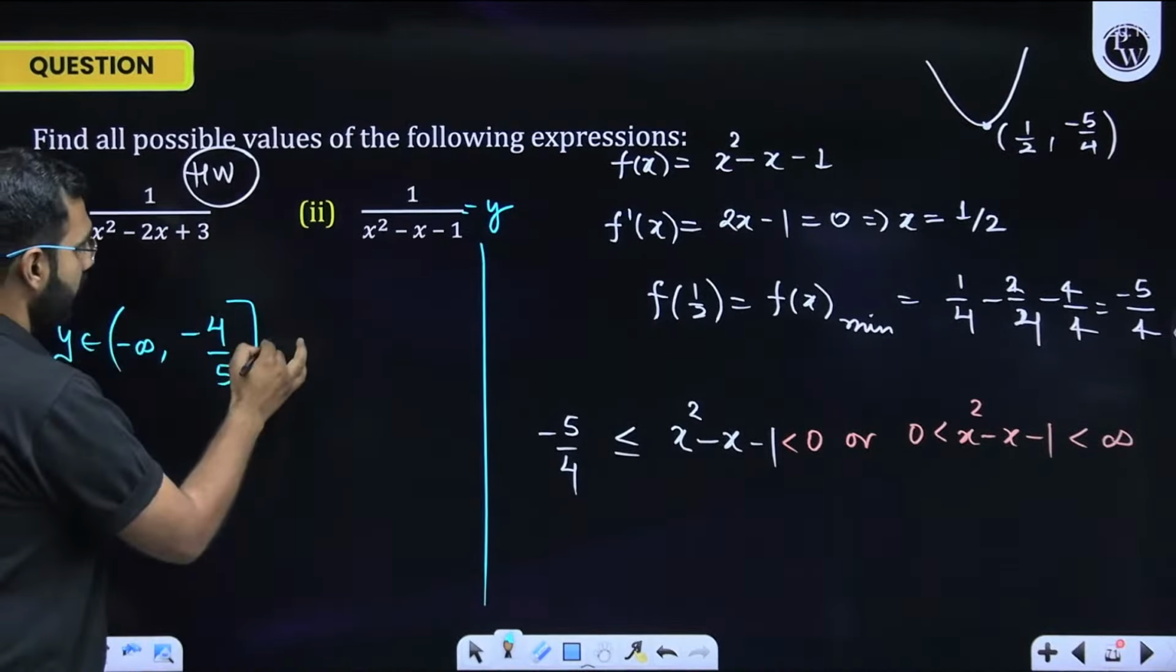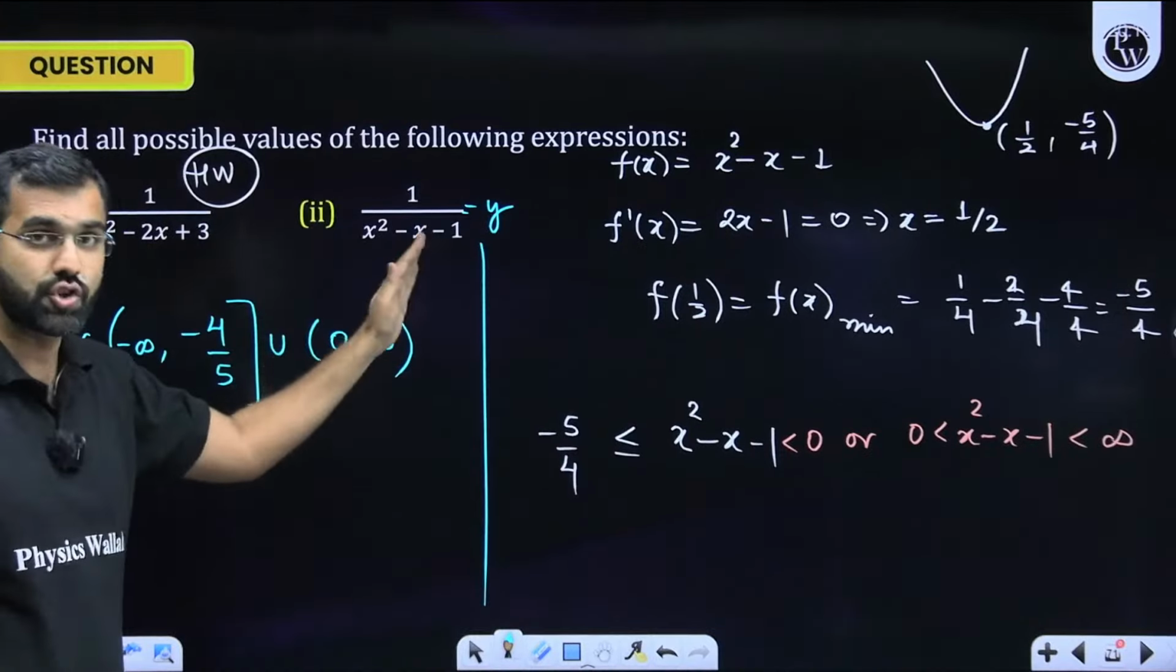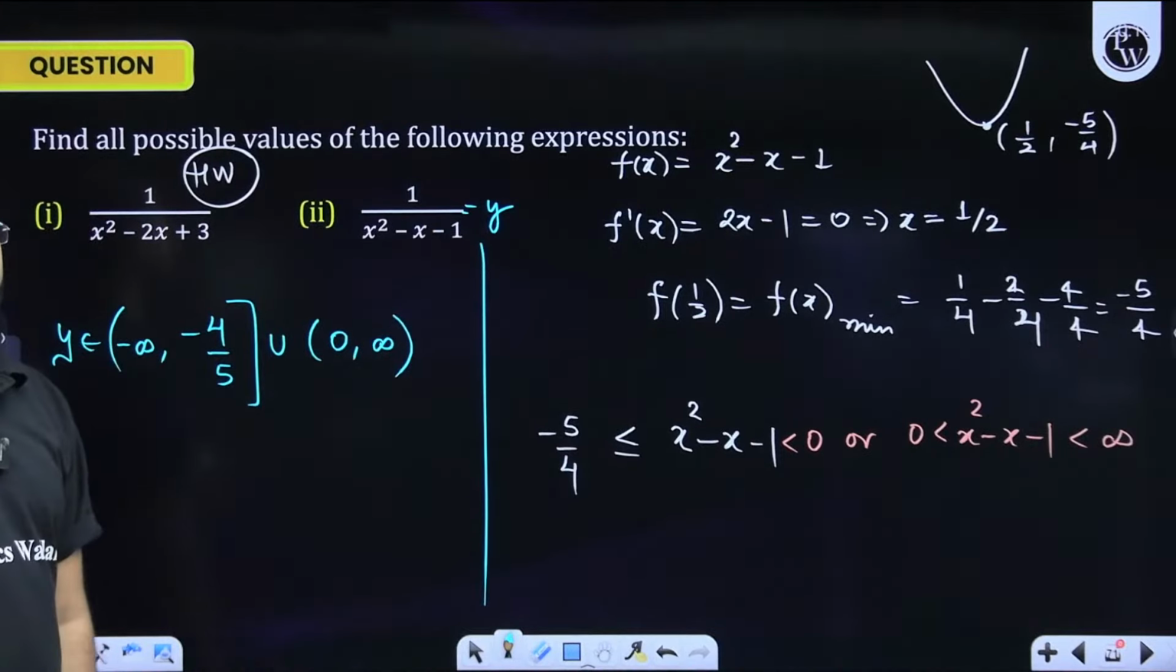Or, I hope you remember union. If I take the reciprocal here, 1 by 0 to infinity, 1 by infinity to 0, so this will again lie between 0 to infinity. So the domain of this expression will be from 0 to infinity, and the range of this expression will be from 0 to infinity.